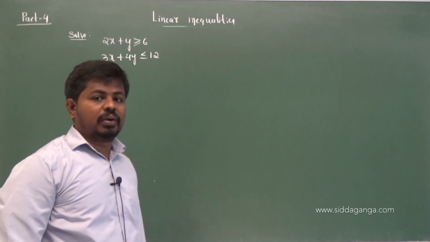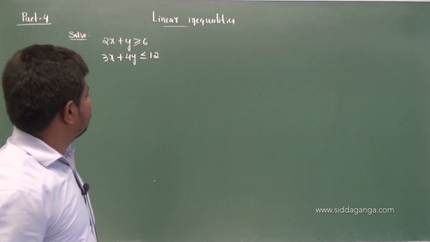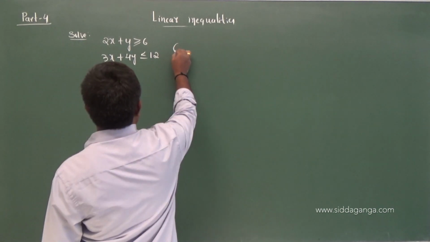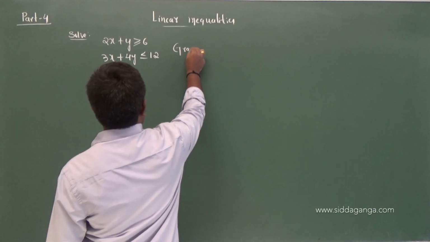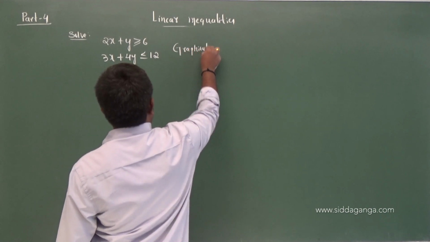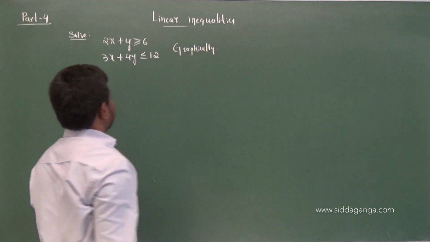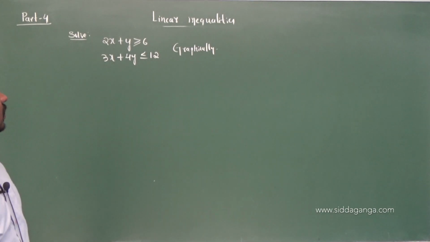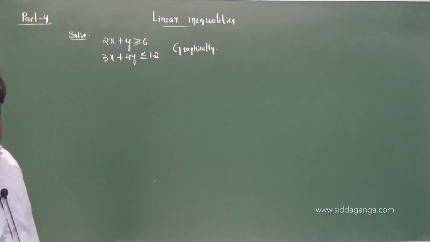Here we have a system of inequalities to solve graphically. In the exam it will be given like this: 2x plus y is greater than or equal to 6, 3x plus 4y less than or equal to 12. Graphically solve this.